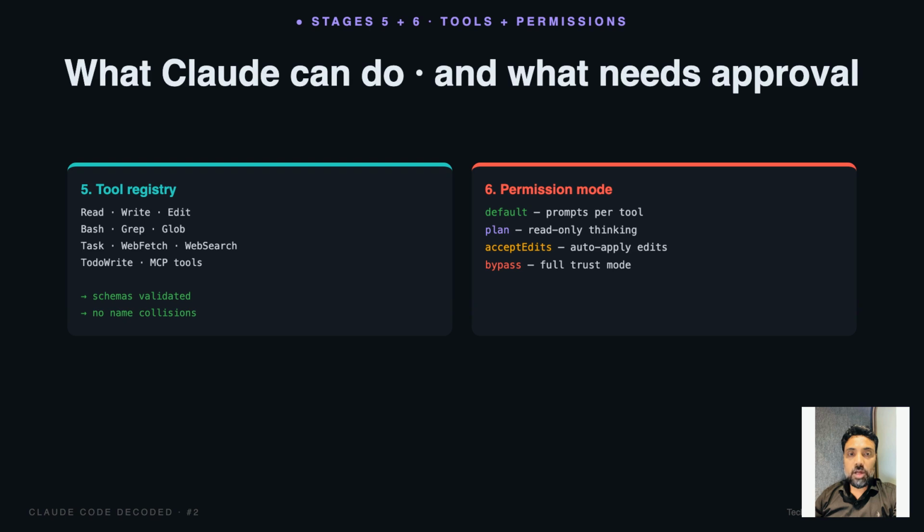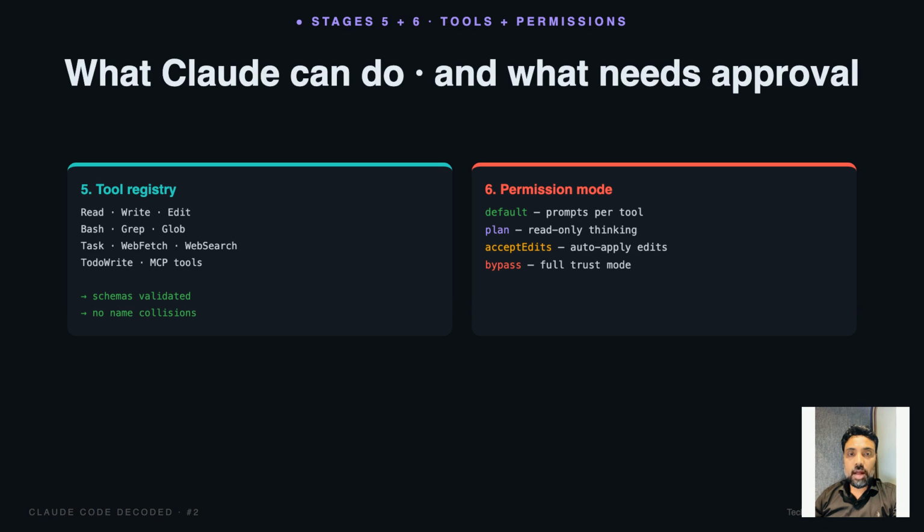Stage 5, tool registry build. After MCP servers register their tools, Claude adds its built-in tools to the same registry. Read, write, edit, bash, grep, glob, task, web fetch, web search, todo write, and others. The registry validates that no two tools have the same name. Tools get associated with their schemas, which Claude will validate against when the model tries to call them.